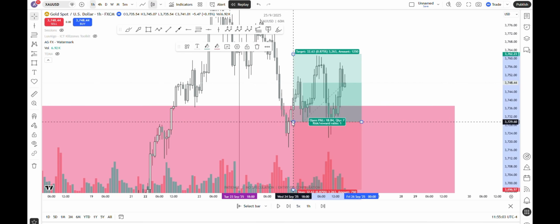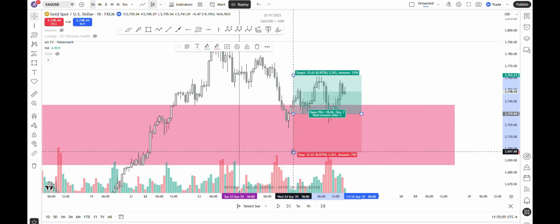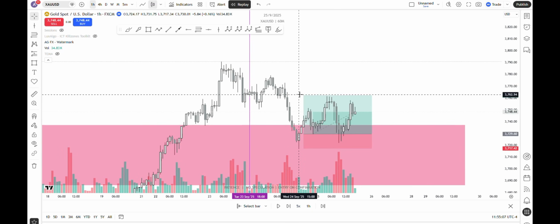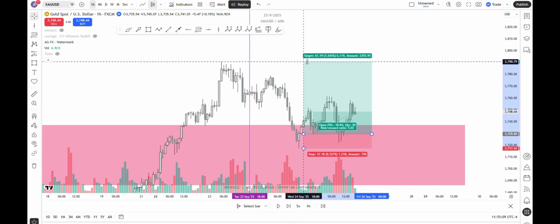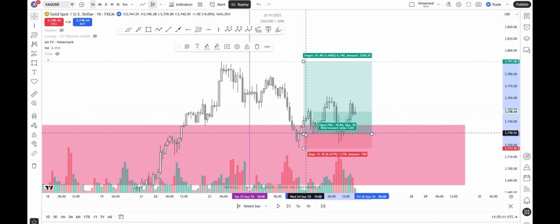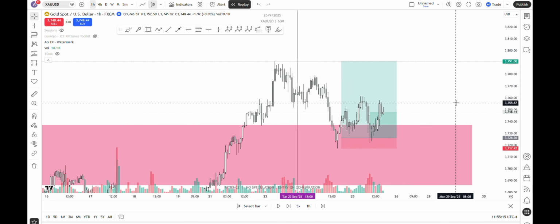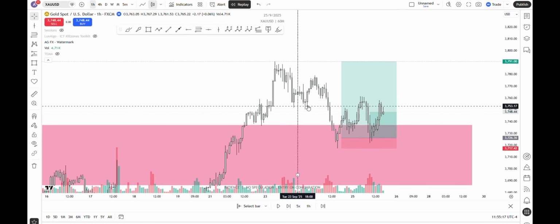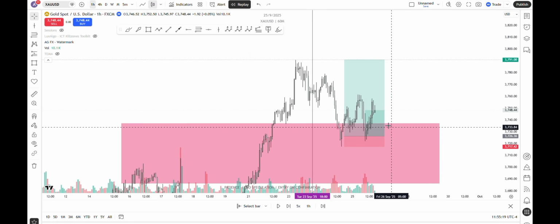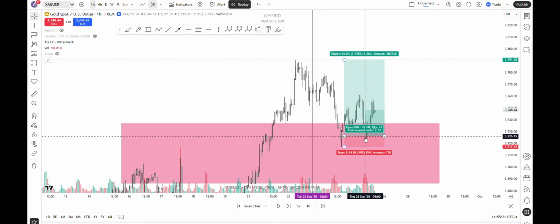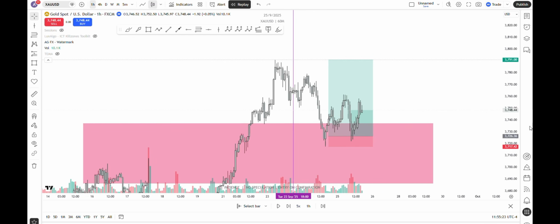So once again, we'll be taking our entry in such a manner that it gives us 1:7. Now once again, this is very specific for gold, but for other pairs you have to test it out and see what kind of risk reward does this particular entry model give you. So you can see that market gave our entry, and from here market started to push higher.